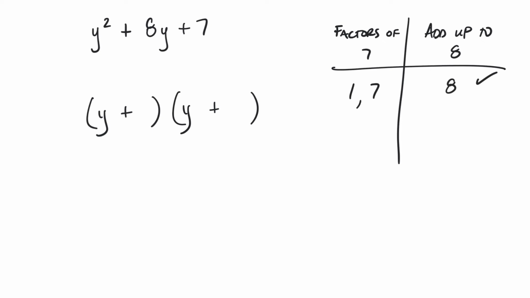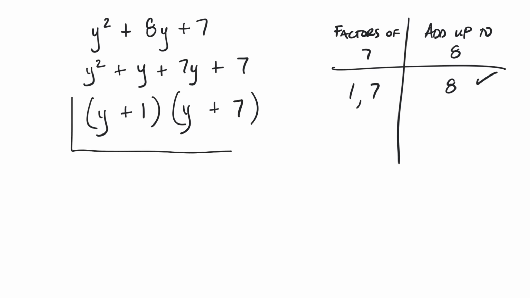So we're going to write that middle intermediate step. So we've got y squared plus, and then we're going to replace this 8y with 1y and 7y. So just y, and then plus 7y, and then plus 7. So there's those four terms that we get when we do FOIL, when we multiply this times this, and this times that, and then this times this, and then this times that. There's our four terms right there if we were going in this direction. And now we can simply write y plus 1 and y plus 7. So there's our factored form of this trinomial.